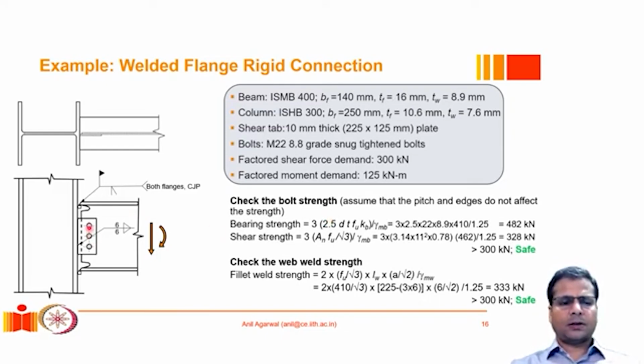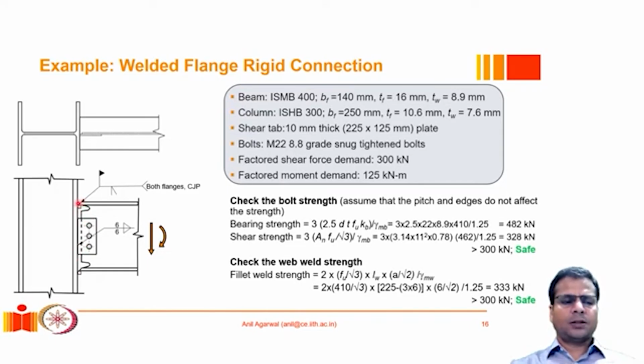First we will check the strength of the bolt, then we will check the strength of the weld which is provided between the shear plate and the flange of the column. We are assuming here that the shear plate is safe for this force demand. One may check, however, whether it is sufficient or not. In this calculation, we will not check the strength of the shear plate. And then subsequently, we will design the welds here and here.